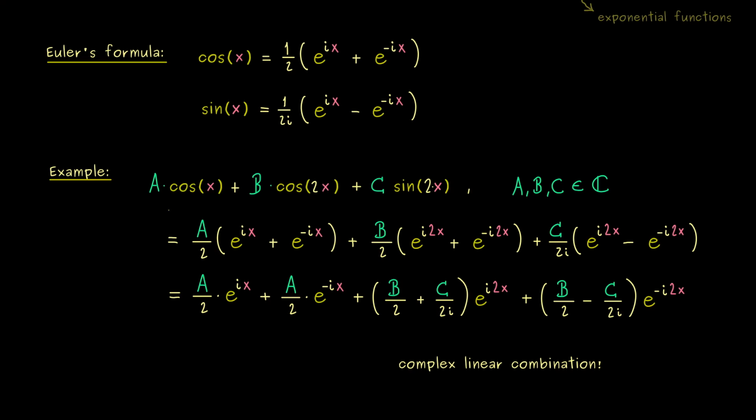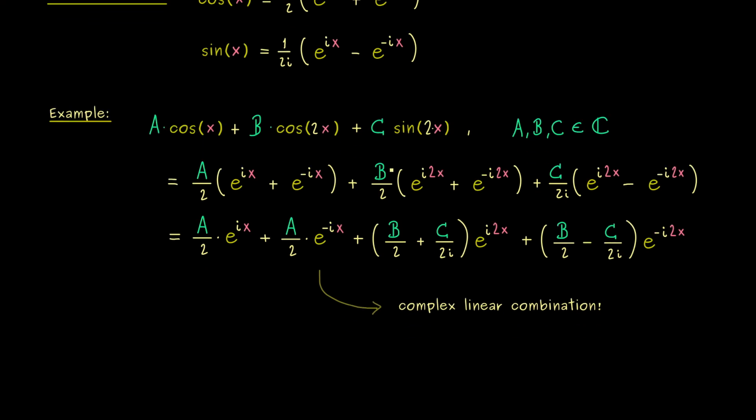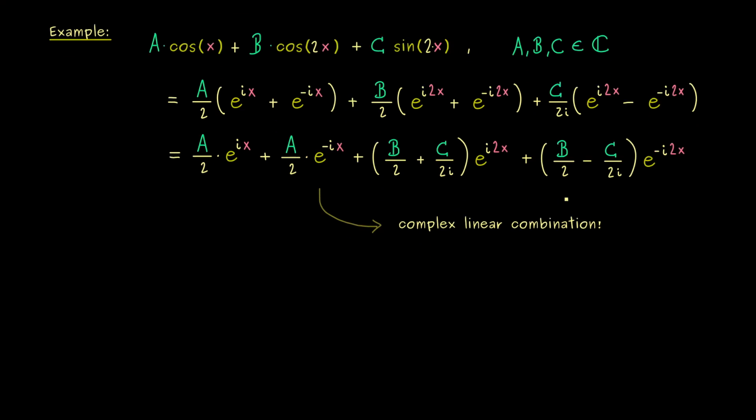Hence what you should remember here is that we have an equality, so we can go from the left to the right hand side and the other way around. Therefore, for complex linear combinations, there is no difference at all between the trigonometric functions given by cosine and sine functions and the exponential functions.